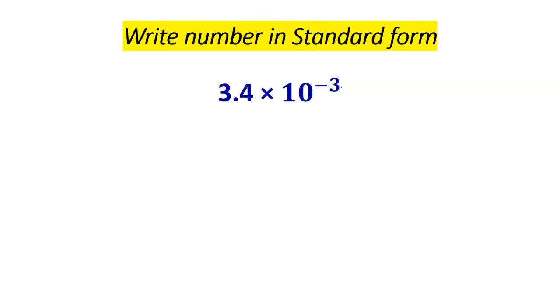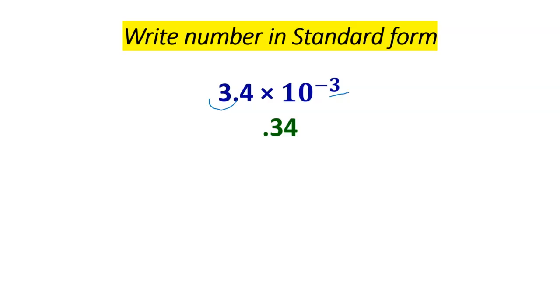Here is another example. 3.4 times 10 to the power negative 3. First, let's move the number to the left. So I already moved 1 time by moving to the left. We have to go 3 more times. Therefore, I must add 2 more zeros in the front.